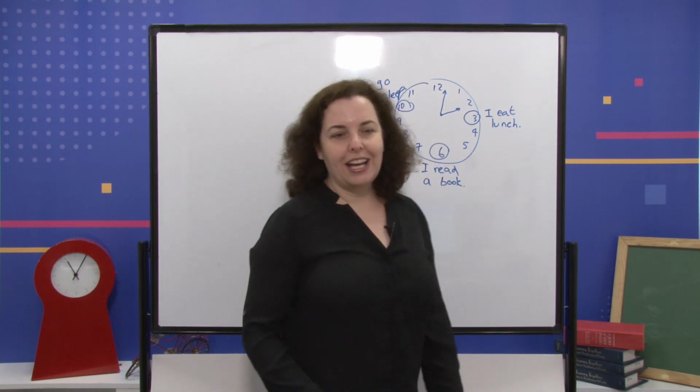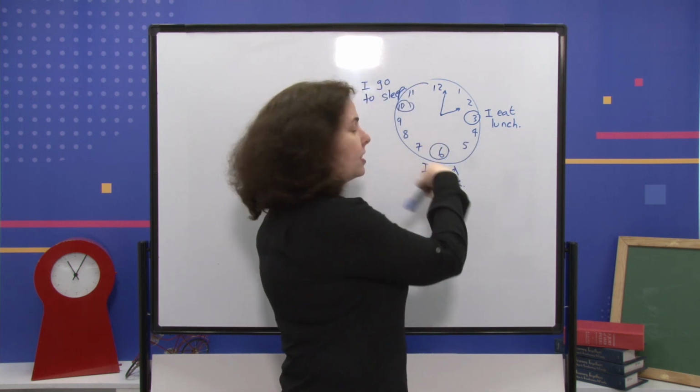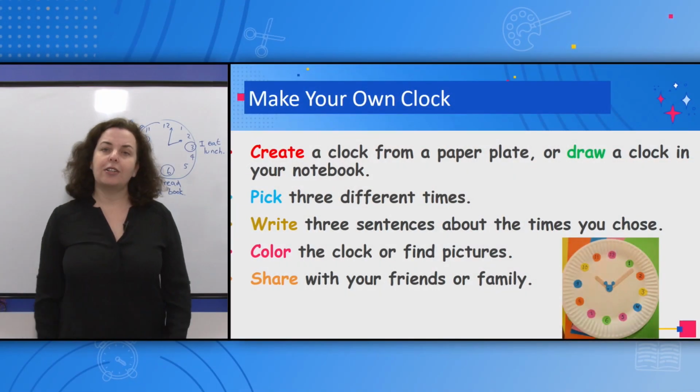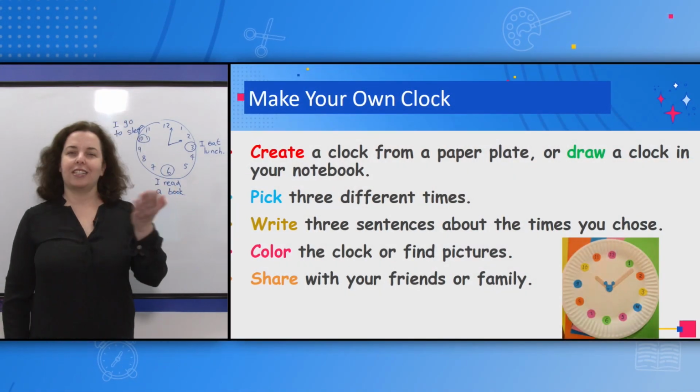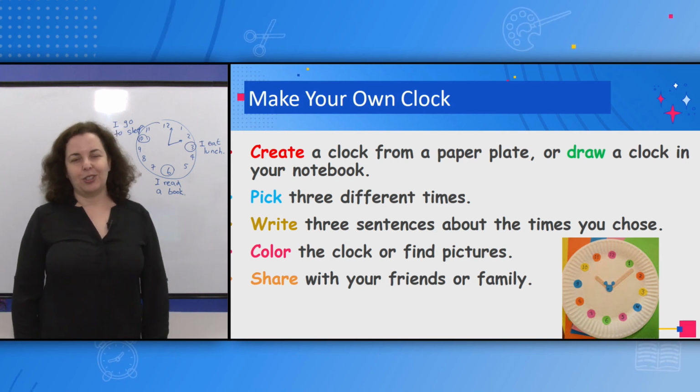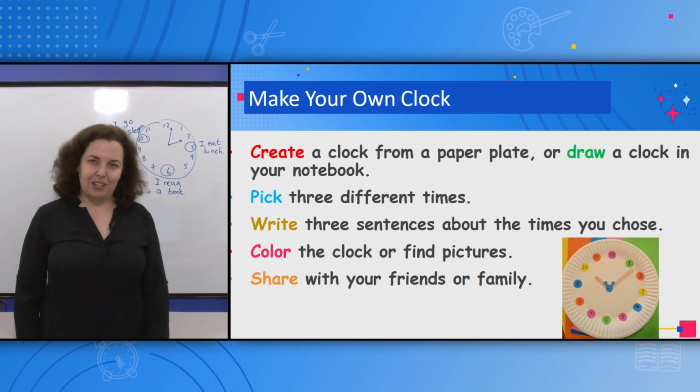Period. And I would like you to color this clock of yours. Then, please share your clock with your friends, family, or teacher. So please go on and do this arts and crafts, and I'll be back in a few minutes, okay?